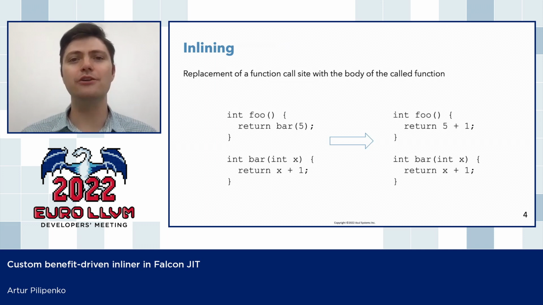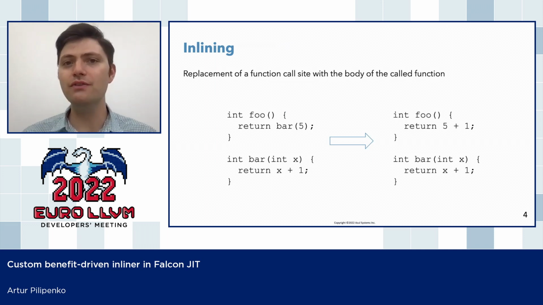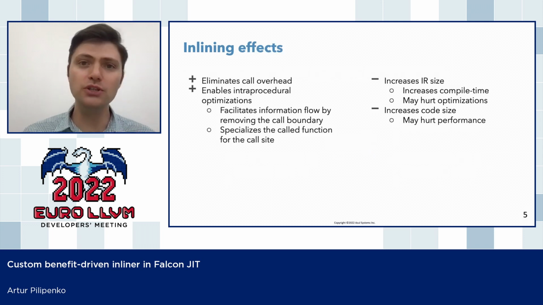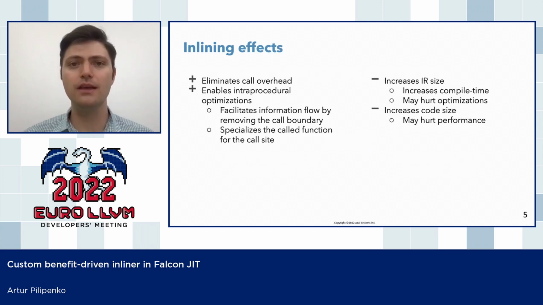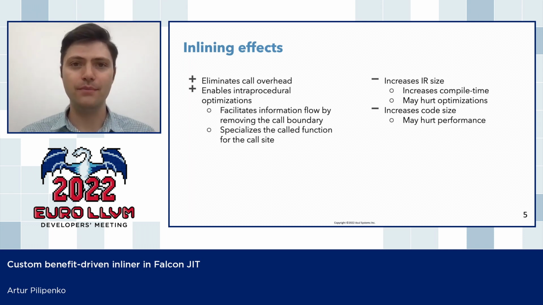Inlining is a simple compiler transformation. It is a replacement of a function call site with the body of the function being called. This transformation has both positive and negative effects. On the positive side, it obviously eliminates the call overhead. But more importantly, it enables other optimizations. It does it in two ways.